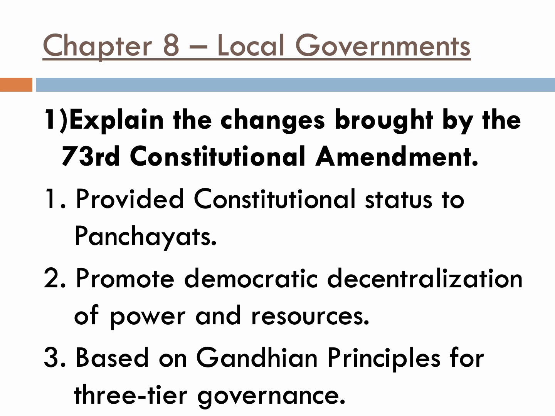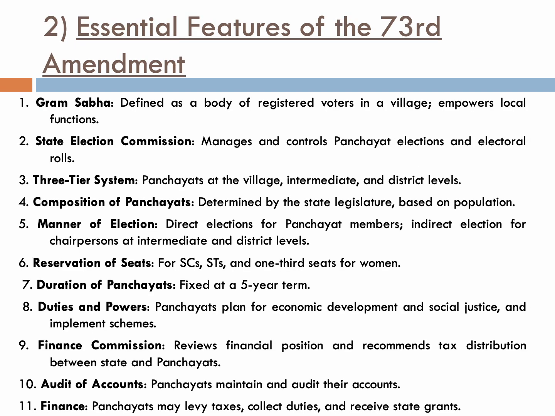Chapter 8, Local Governments. First question. Explain the changes brought by the 73rd Constitutional Amendment. It provided constitutional status to panchayats, promoting democratic decentralization of power and resources. It is based on the Gandhian principles for three-tier governance. Essential features of the 73rd Amendment.